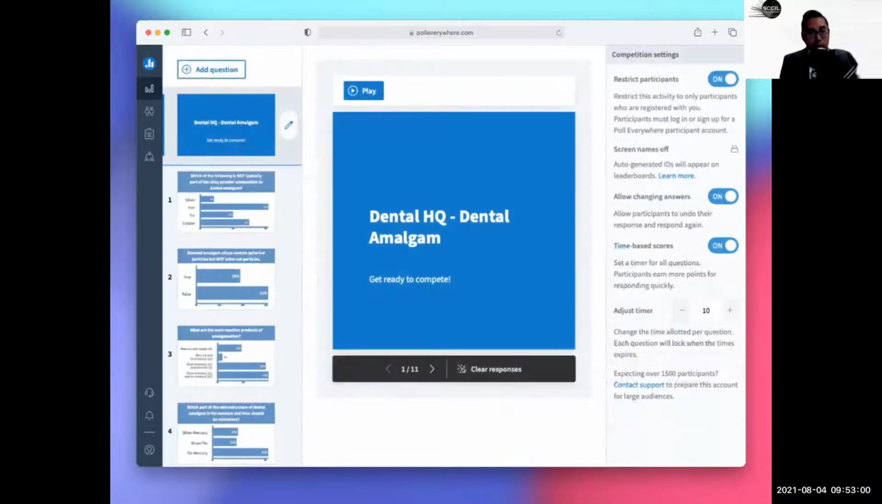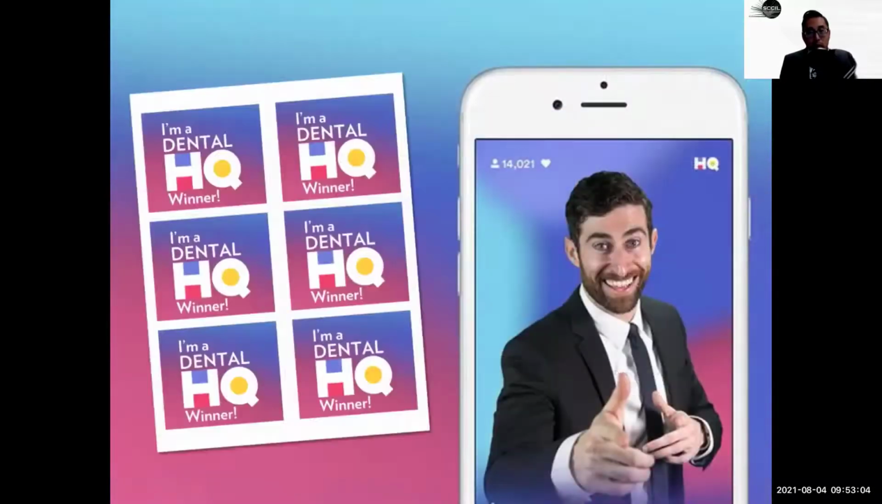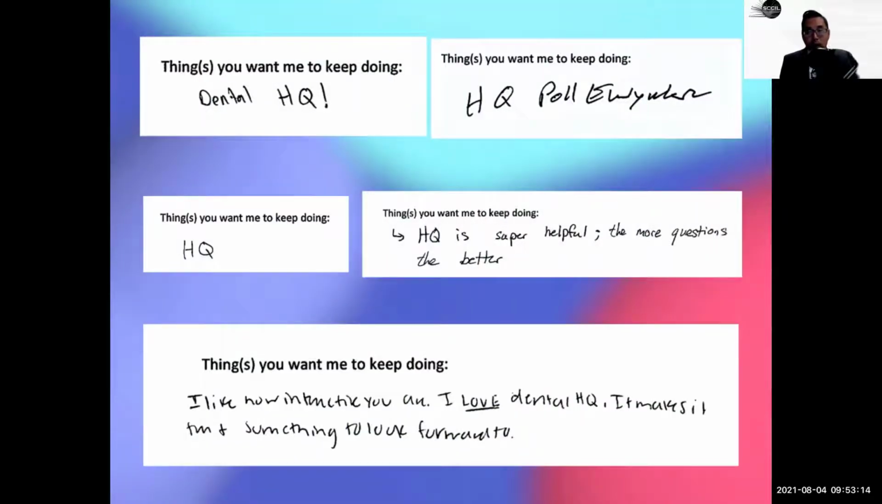As you can see, here's the layout of one, where it's a series of questions. To add a little fun to it, I designed these stickers to give out to the winner of whoever won that day. The response was really good, particularly that first year I did it.